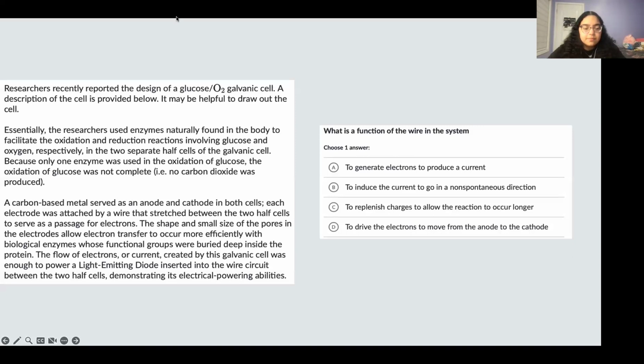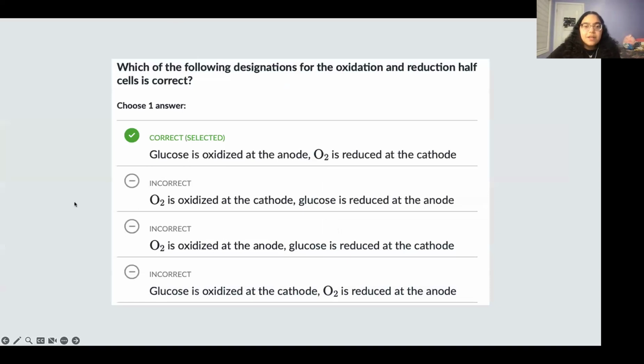Okay, so getting into these questions, the first one was just kind of like the anox red cat. It was given what's oxidized and reduced, so it's just about connecting that the anode is where oxidation happens and the cathode is where reduction happens.